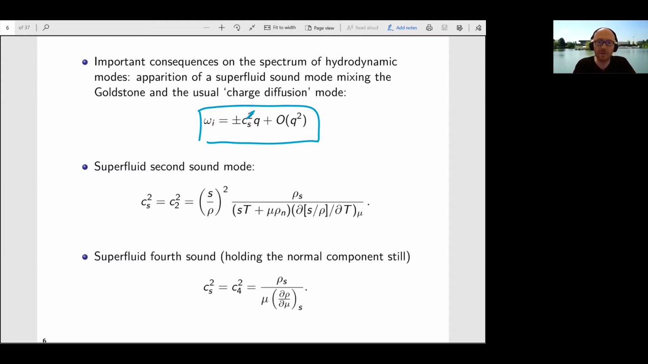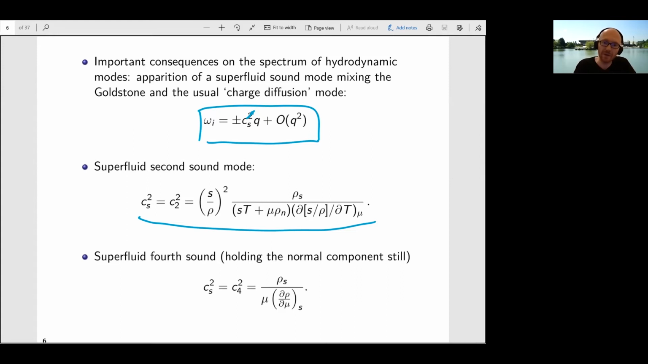Now, in fluid hydro, we would have ordinary sound, which would transport pressure waves, dP over dE. But here, because the Goldstone couples to charge, it makes up a new sound mode. And this sound mode has a velocity, which is given by this type of expression. So you see that it's also completely controlled by thermodynamics. Here, S is the entropy density, rho the charge density, T the temperature, mu the chemical potential.